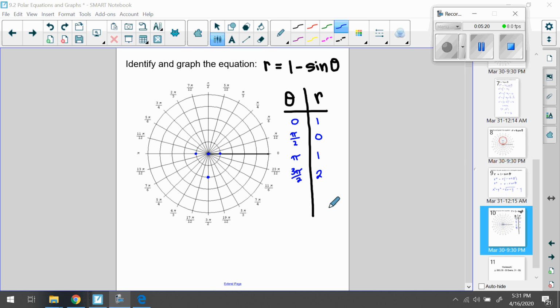So I'm kind of thinking pi over 6 has a friendly sine value that we could use. Pi over 6, we know the sine of pi over 6 is 1/2. And so 1 minus a half will be a half. So, not as friendly as these points, but still doable. So pi over 6, and then I go 1/2 a unit. So that's going to put me right about here.